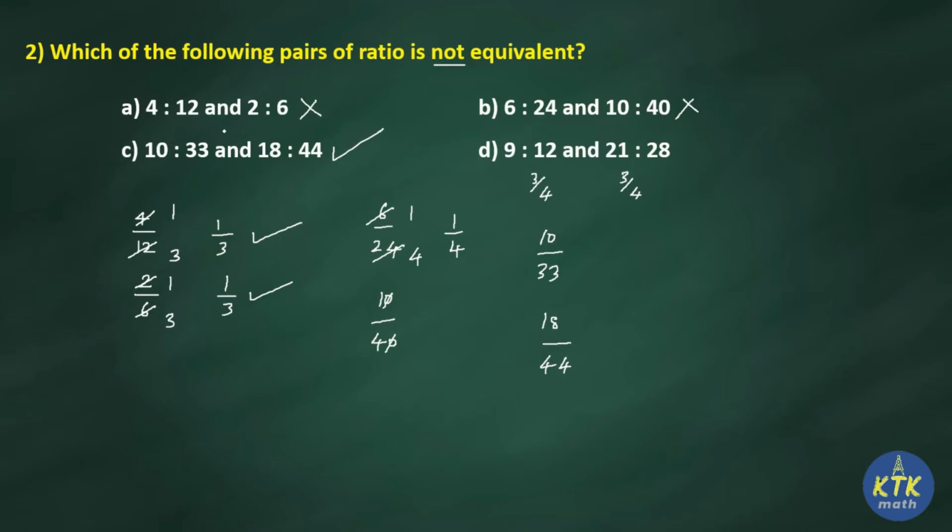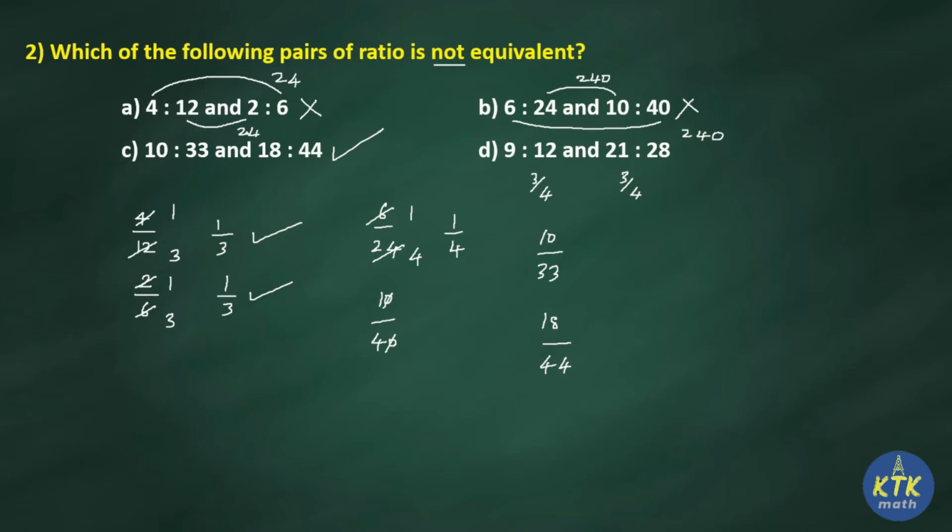Another method is product of means equals product of extremes. That is, when you are multiplying these two and these two, your answer will become same. What is 12 2s? 12 2s are 24. In the same way, 4 6s are also 24. You can check here. 24 into 10 is 240, and then 6 into 40 is also 240. So this is one method of verification.